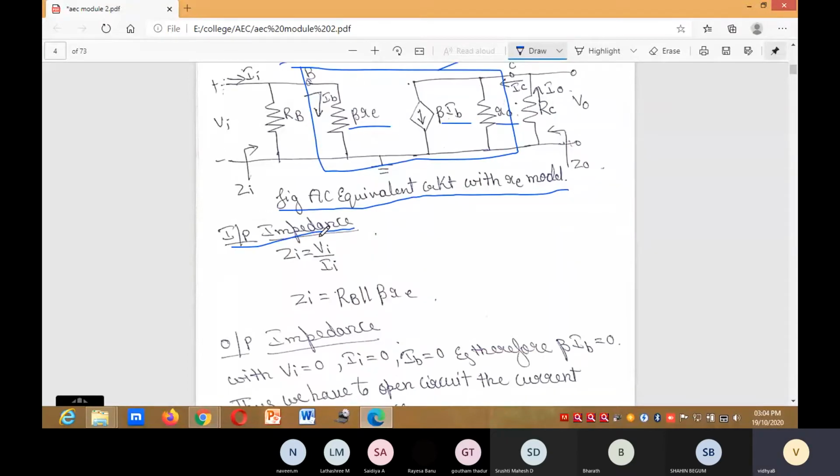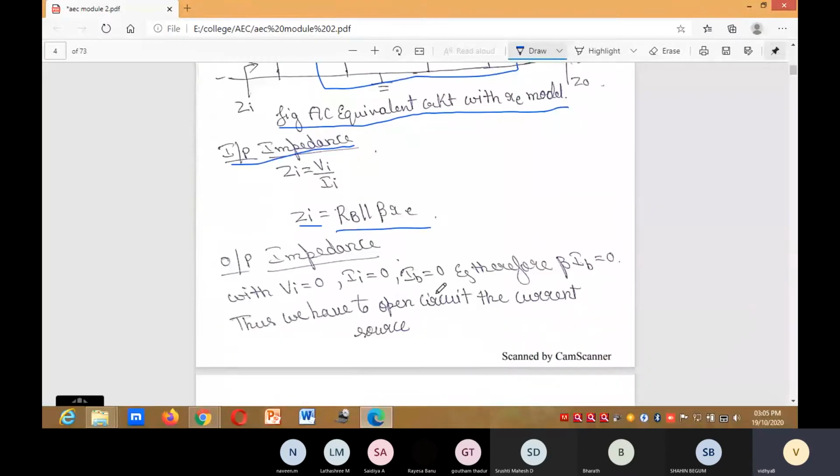Input impedance from this figure, the AC equivalent circuit with re model. Now we will write the input impedance, output impedance and voltage gain, that is AV, AI, input impedance. Input impedance means Zi is equal to Vi divided by Ii, voltage divided by current. We are taking input, so Vi divided by Ii. Or we can write input impedance as these two in parallel: RB and beta re are in parallel. So Zi is equal to RB parallel beta re.